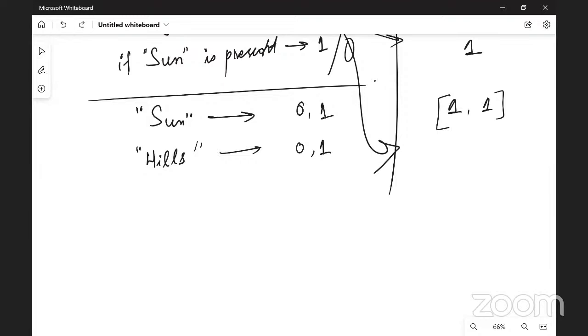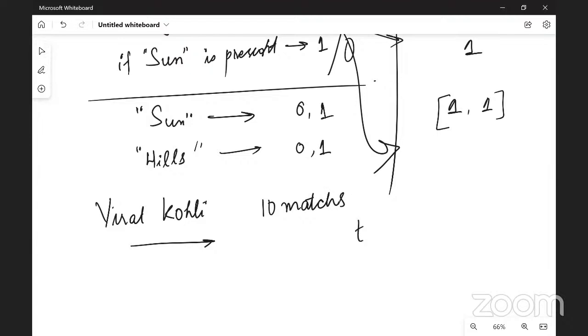Okay. So let's say we have Virat Kohli, and my question is the number of runs, and we are considering only 10 matches. If you are considering 10 matches total, then again, it's definitely a single label problem. But if you are considering 10 matches each, then it's a multi-label problem.